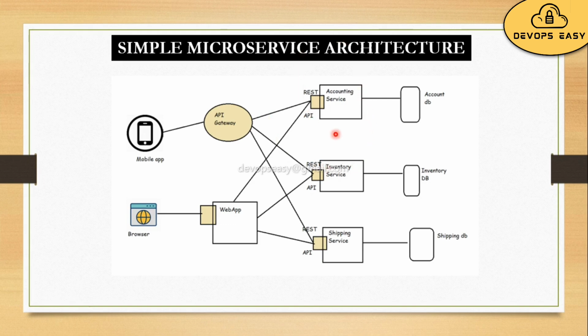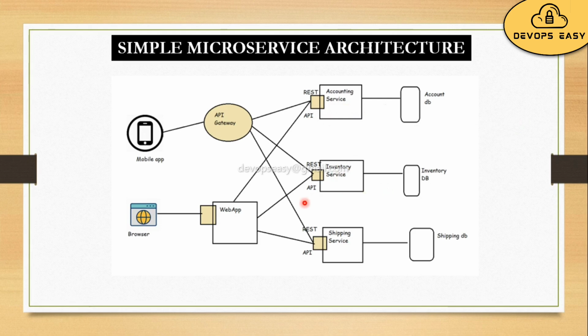For every microservice you will have a different database. For this microservice you will have one database, for the inventory service there will be a separate independent database, and for shipping also an independent database. So this is the microservice architecture. Coming to monolithic, you will have everything in one server and you run it, so for everything you will have only one database. But coming to microservices, you will have separate databases for every component.